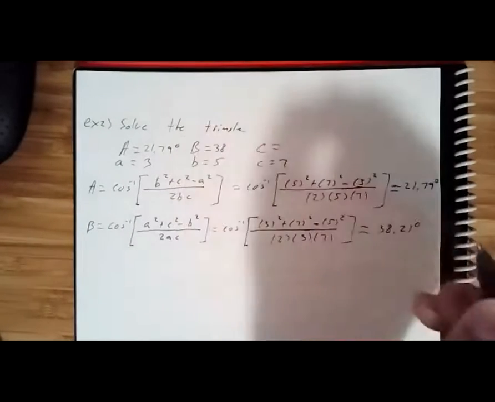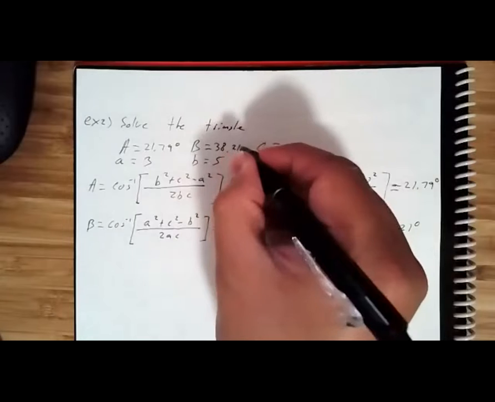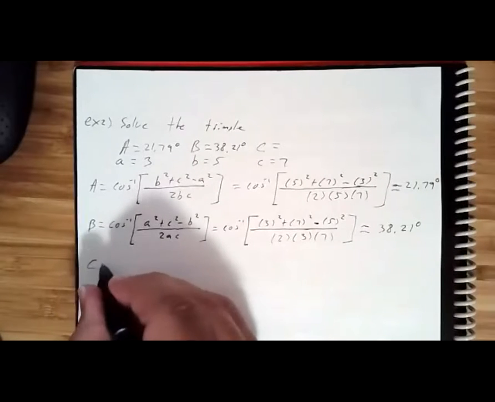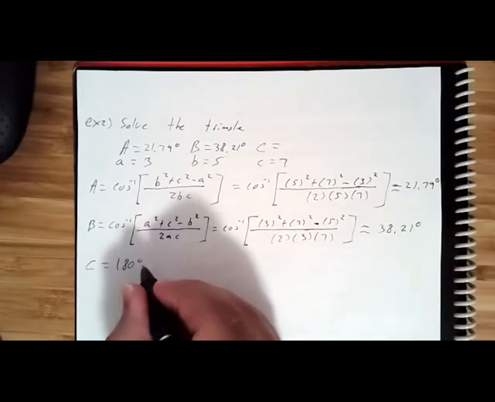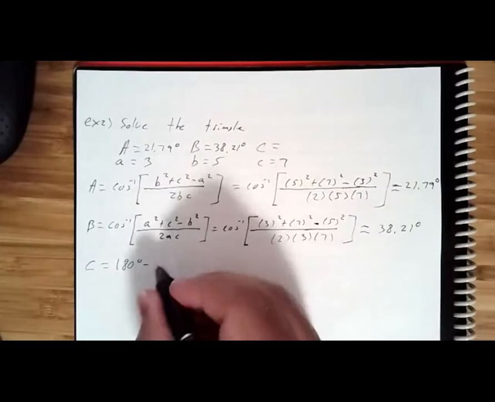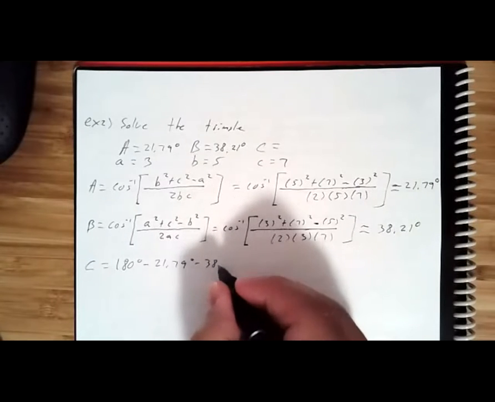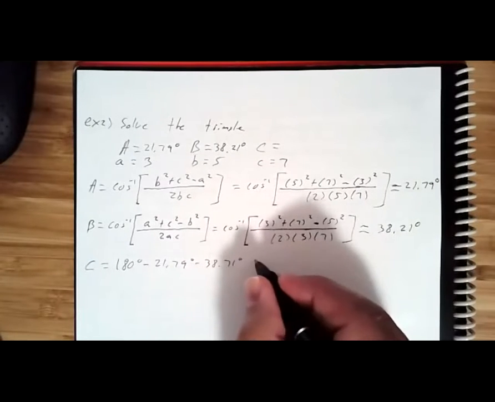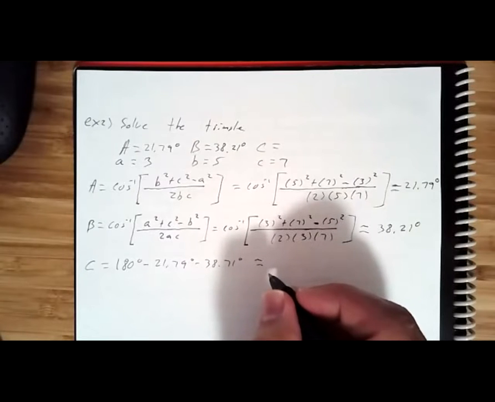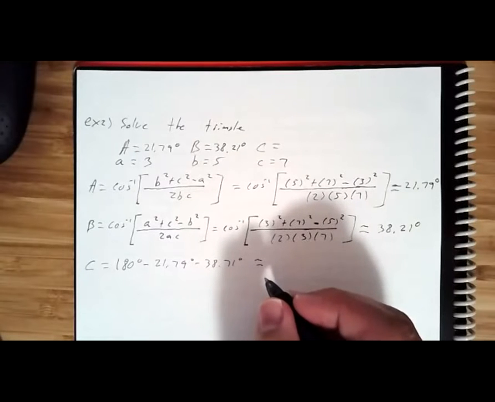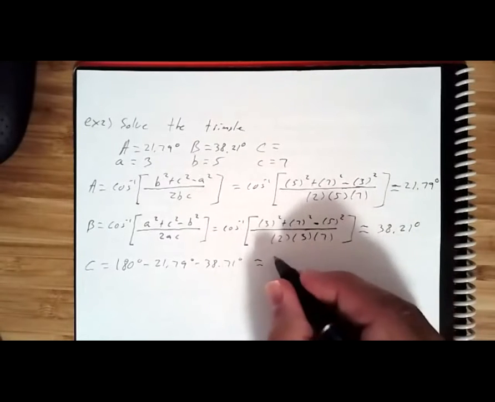Now that we have two angles, the last one is pretty much given to us. C will be equal to 180 minus the other two angles, 21.79 minus 38.71. Which is like 120, right?